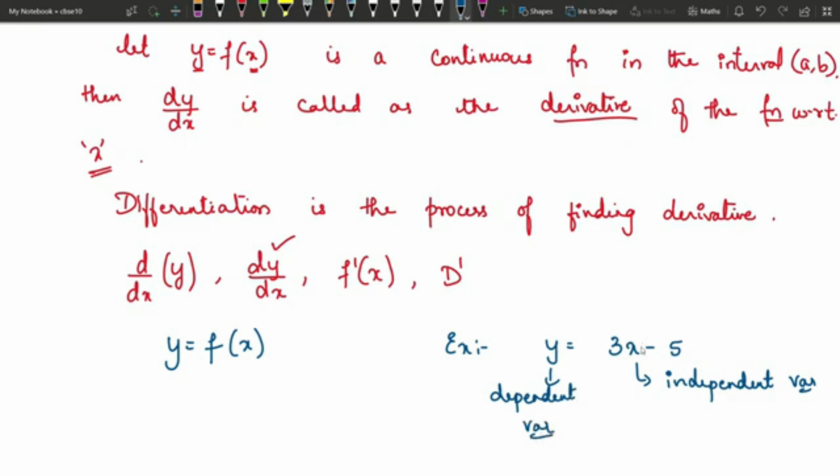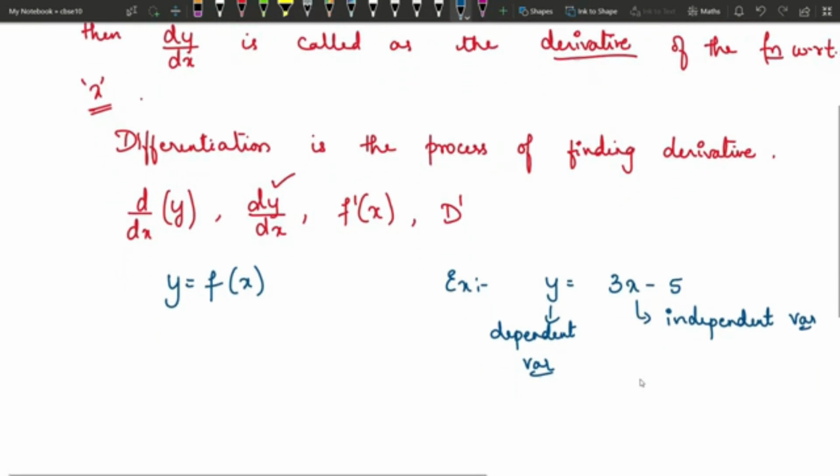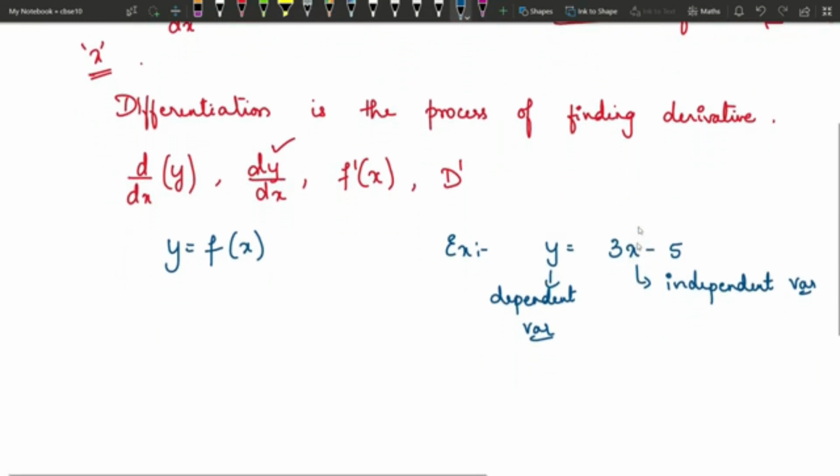And it is dependent on x. So that is why we say y is a function of x, meaning y is dependent on x. Based on different values that you give to x, y will also get a different value. Now what is this dy by dx? When x changes, definitely y will also change, isn't it?